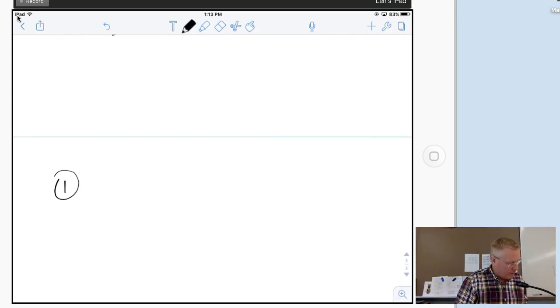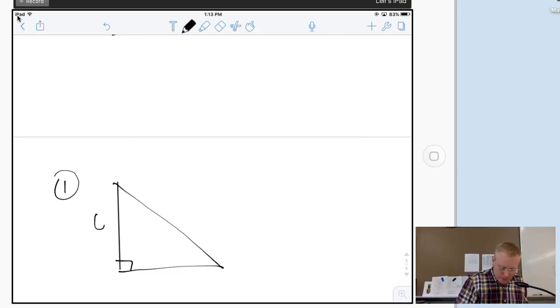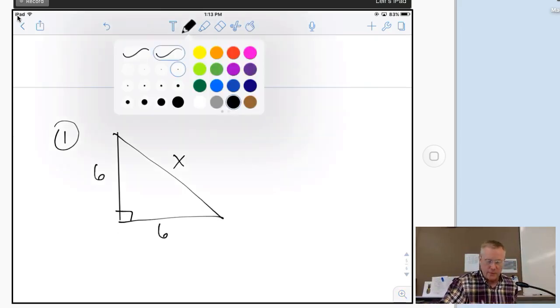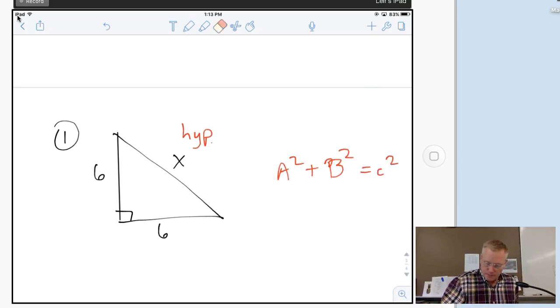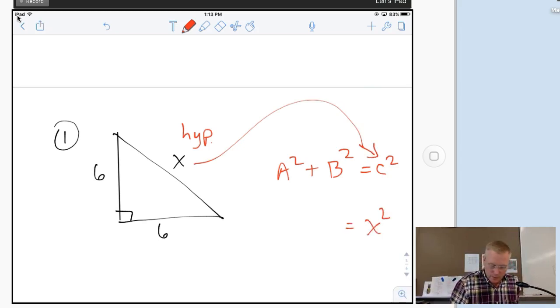So anytime I've got a right triangle with two sides, that is the time to use the Pythagorean theorem, okay? So once again, identify which side is the hypotenuse. That's this one, which means when I go a squared plus b squared equals c squared, x needs to be in for C, okay? So if I get that part right, the rest of it really should fall into place nicely.